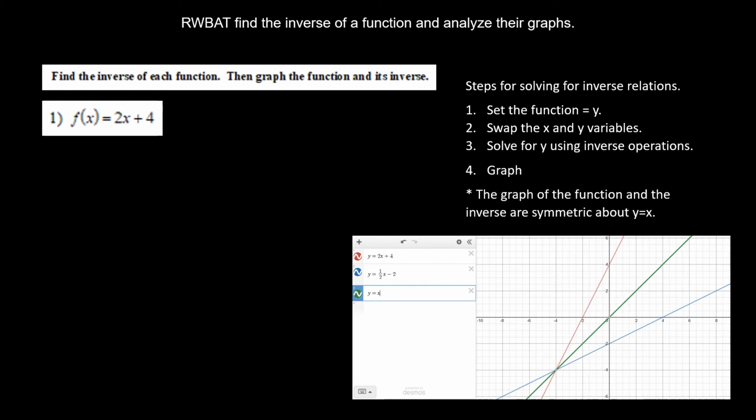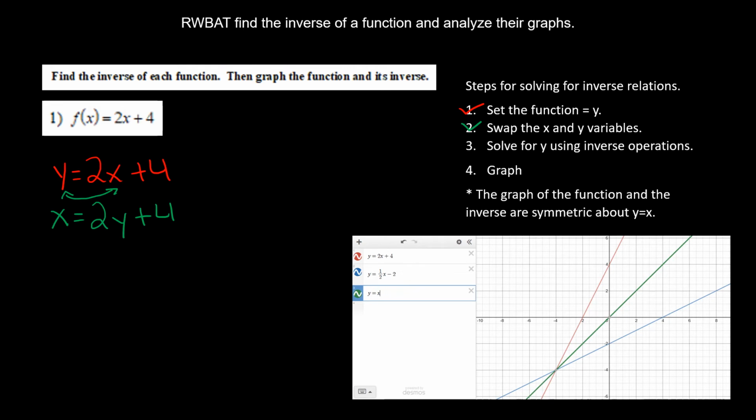For question number 1, we get f of x equals 2x plus 4. What we're going to do is set the function equal to y, so y equals 2x plus 4. Step 1, done. Step 2 says switch x and y. So now we're going to have x equals 2y plus 4. What I did here is I just swapped these two, and we're done with that step.